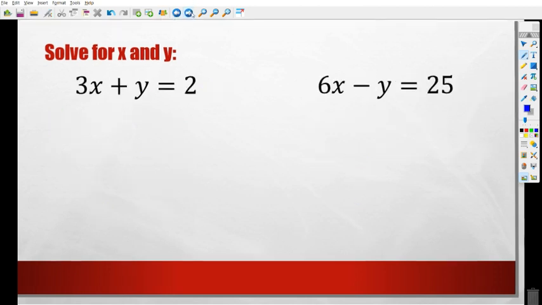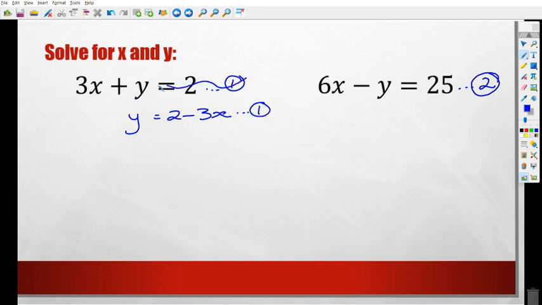Let's look at this. Again, I'm going to find the singular letter. Here's y. Let's make y the subject here. Here's my equation 1 and my equation 2. We've got y is equal to 2 minus 3x. This is my new equation 1, I don't care about this one anymore. So what is y? y is 2 minus 3x.